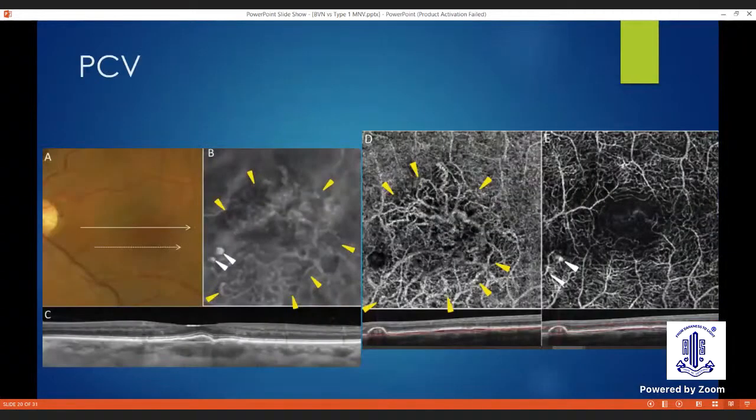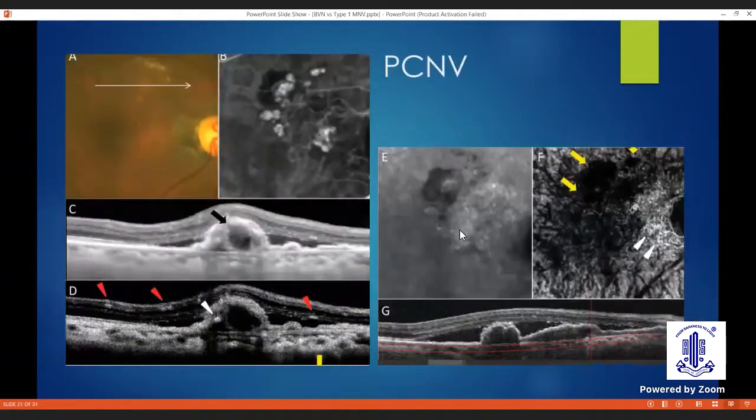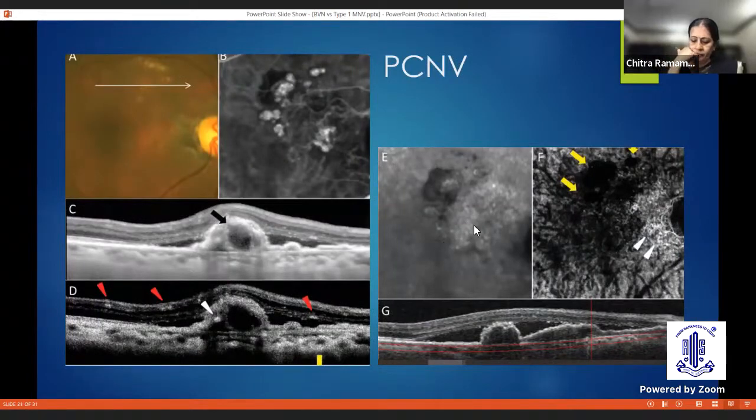So these are the clinical pictures and the OCT pictures. You can see this network and the polypoidal choroidal neovascularization, which shows the features as described.